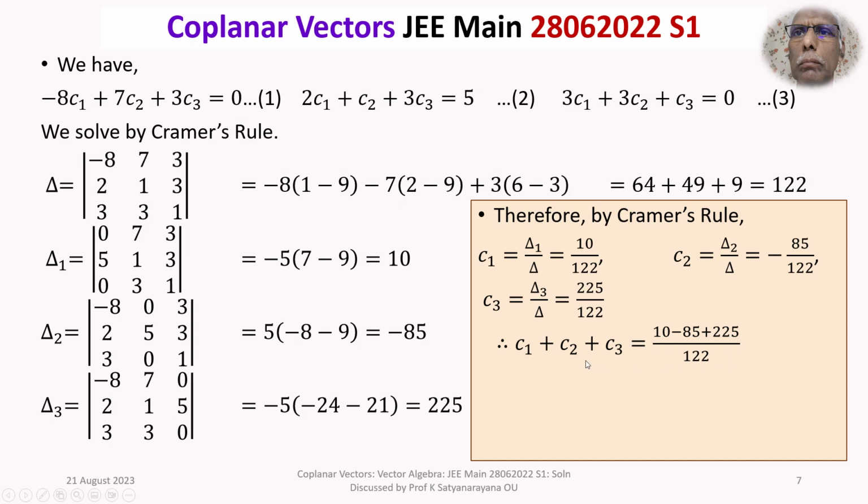Now cross multiply. You get 122 times C1 plus C2 plus C3 is equal to 235 minus 85, that is 150. So 122 times the bracket of C1 plus C2 plus C3 is 150. That is what we were required to find, and we got the answer. So the answer to this question is 150.